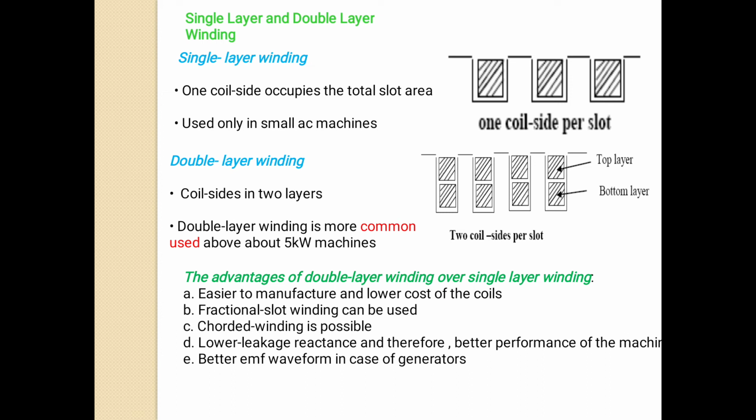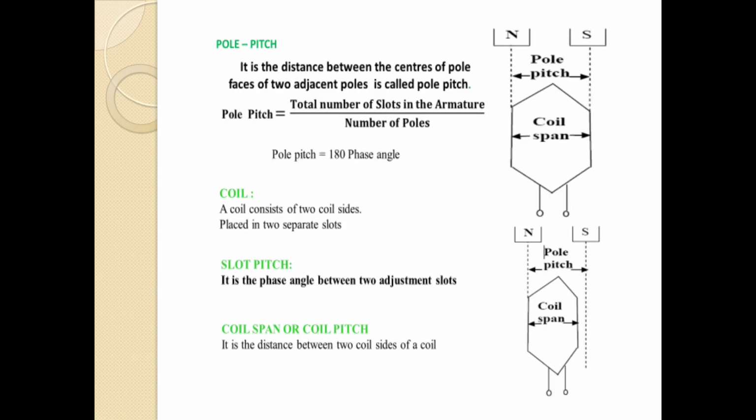The advantages of double layer winding over single layer winding: it is easier to manufacture, with lower cost of the coil. Fractional slot winding is possible. Lower leakage reactance, therefore better machine performance. Better EMF waveform in the case of a generator.